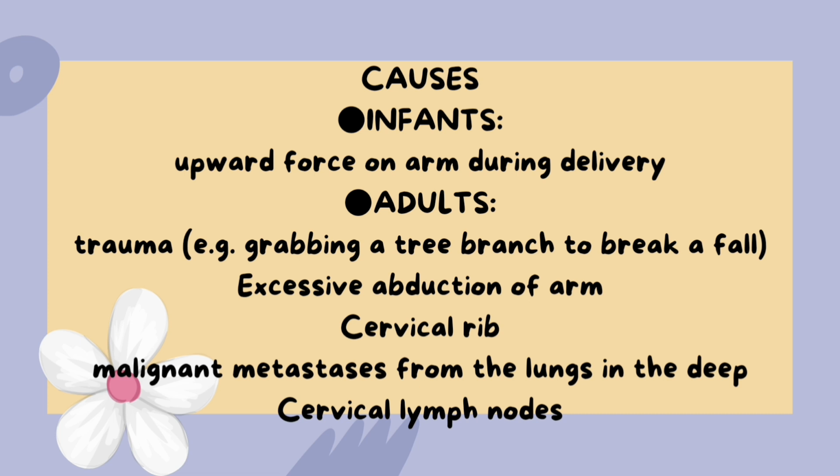Cervical rib. Cervical ribs are extra ribs that arise from the seventh cervical vertebra and can create a constricted space in the thoracic outlet where the brachial plexus passes. This compression can lead to nerve damage. Malignant metastases from the lungs in the deep cervical lymph nodes. When cancerous lymph nodes enlarge, they can compress the nearby nerve fibers, leading to nerve damage.